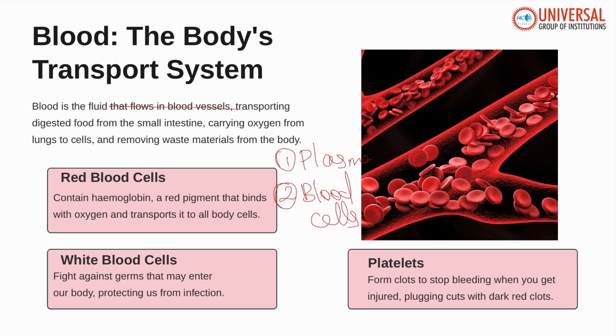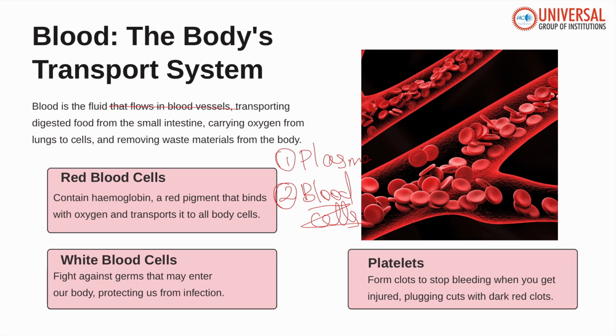If we look into the blood cells, there are majorly three types of blood cells which are suspended in the plasma. So blood is made up of two major components. One is plasma and the second one is blood cells, where plasma is a pale yellow colored liquid in which these blood cells are suspended. So what are these three major blood cells?